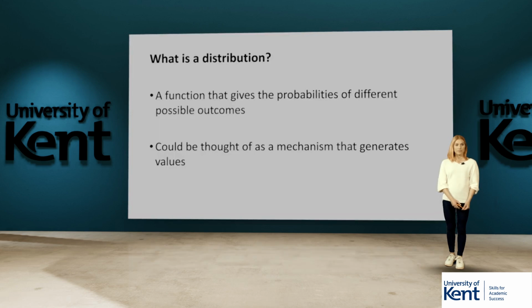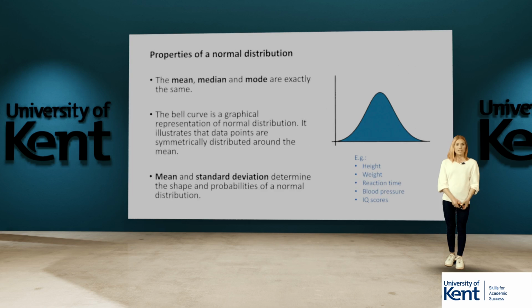A distribution is a function that gives the probabilities of different possible outcomes. You can think of it as a mechanism that generates values, whether that's test scores, reaction times, or other measurable traits. When data are normally distributed, the mean, median, and mode are exactly the same.